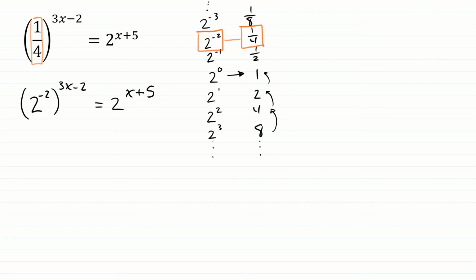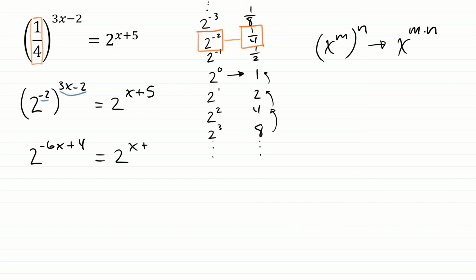I have a power. Let's say that this is just x raised to the m. I have a power raised to another power, and I know that that's the same as x to the m times n. So I'm going to go ahead and multiply this value, negative 2, times the quantity 3x minus 2. And when I do that multiplication, I get 2 raised to the power of negative 6x plus 4. And on the other side of that, that equals 2 to the x plus 5 power.